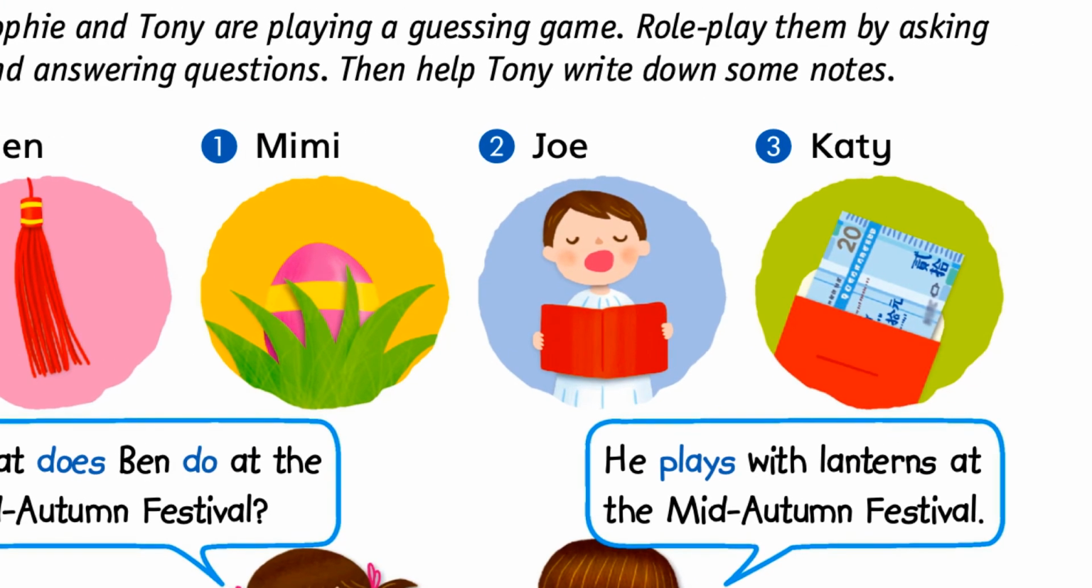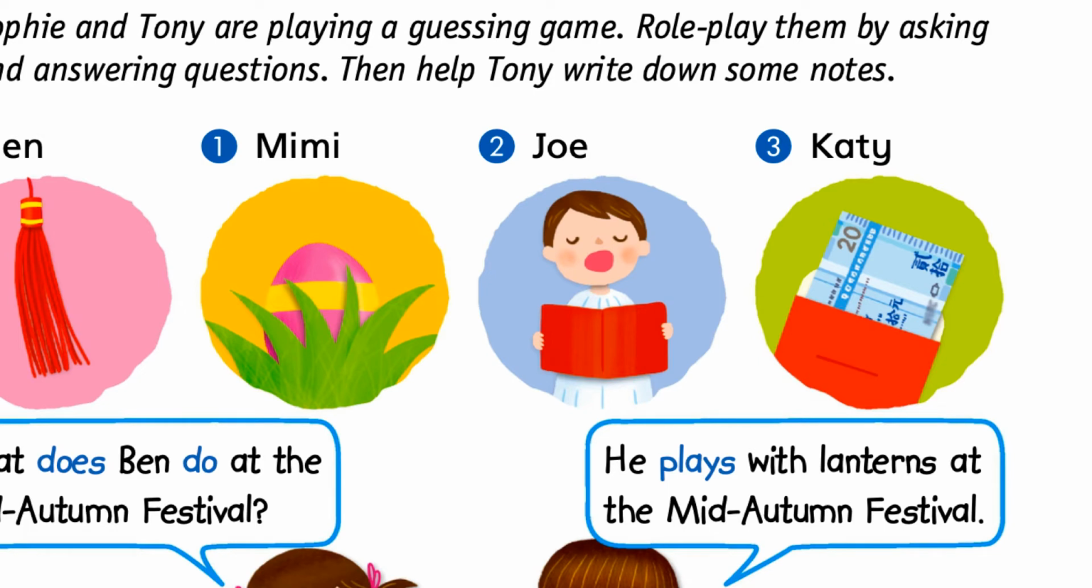Now, let's look at the other 3 pictures. Picture 1. Mimi. What can you see? I can see an Easter egg in the grass. I think the activity is go on an egg hunt. At which festival do we do that? At Easter.